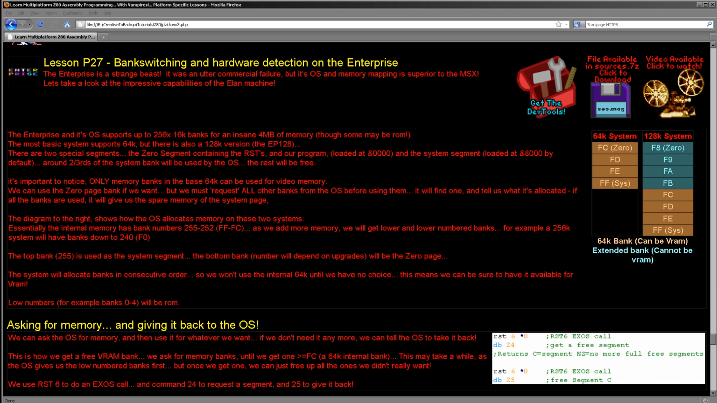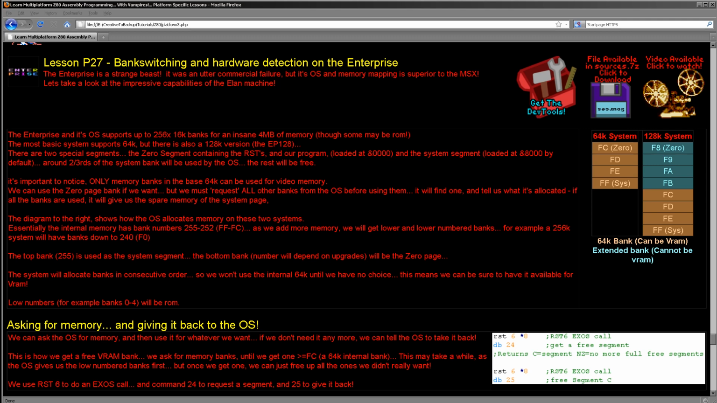Now, banks on the Enterprise are numerical, so they can go from 0 to FF. That's 255, of course. Low bank numbers will be ROMs, so banks 0 to 4, for example, will be ROM banks, and the high banks will be RAM. And on a 64K system, you will always have an FF, FE, FD, and FC bank of memory, and that will be the only 64K in the system.